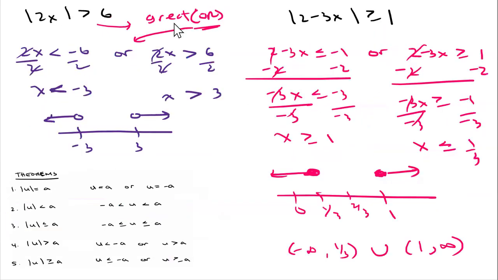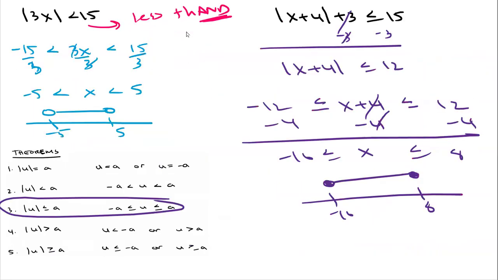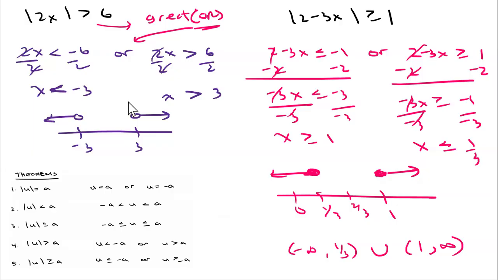If it was greater, then you're going to have two separate equations. One is going to the left, so less than -6 in this case, and then going to the right, greater than 6 in this case. So greater, you have that or in the middle, you have two separate equations. So again, just real quick, less than means you have one equation. Greater means you'll have two separate equations. That's how I always remember it.